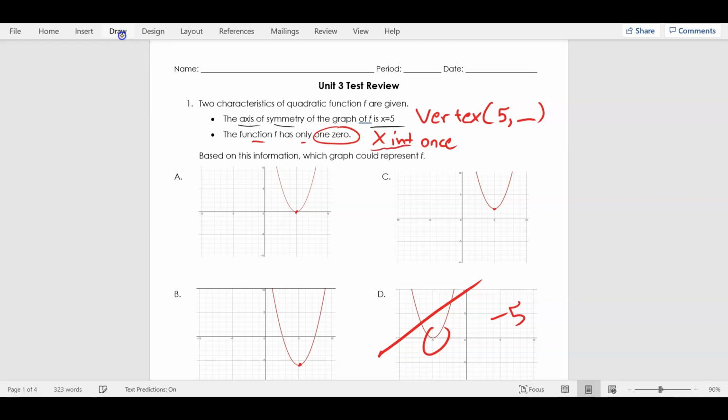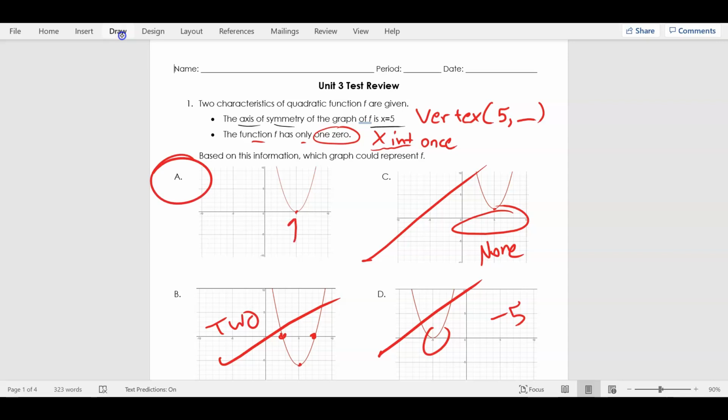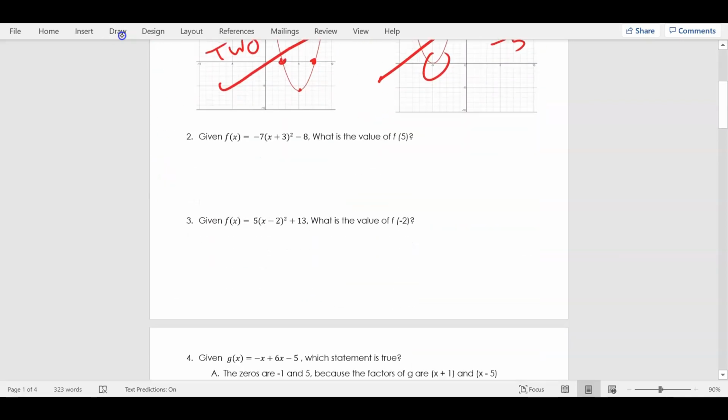Now which one has 1 x-intercept? Well, this has none, right? And then B, this one has 2. So it's letter A. 1 intercept, and the axis of symmetry is at 5. Cool.